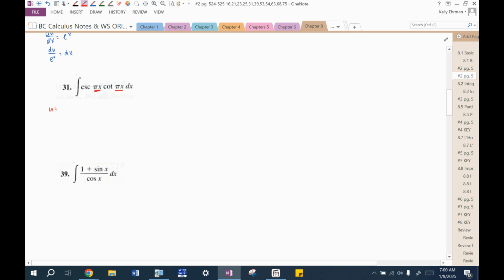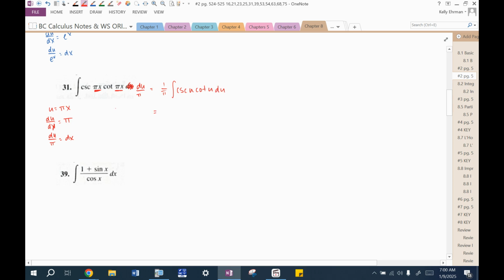So u is pi x. du dx is just pi. So du divided by pi is dx. So instead of dx, we're going to have du divided by pi. So that means that we should have a 1 over pi times the integral of cosecant u cotangent u du.